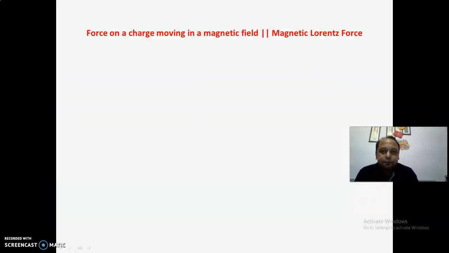Hello everyone. In this video we are going to discuss how force acts on a charged particle when it is moving inside a magnetic field. We are going to get an expression for the force acting on that particular charged particle. This is also known as magnetic Lorentz force because this formula was explained and expressed by Lorentz. So let us see how it is done.